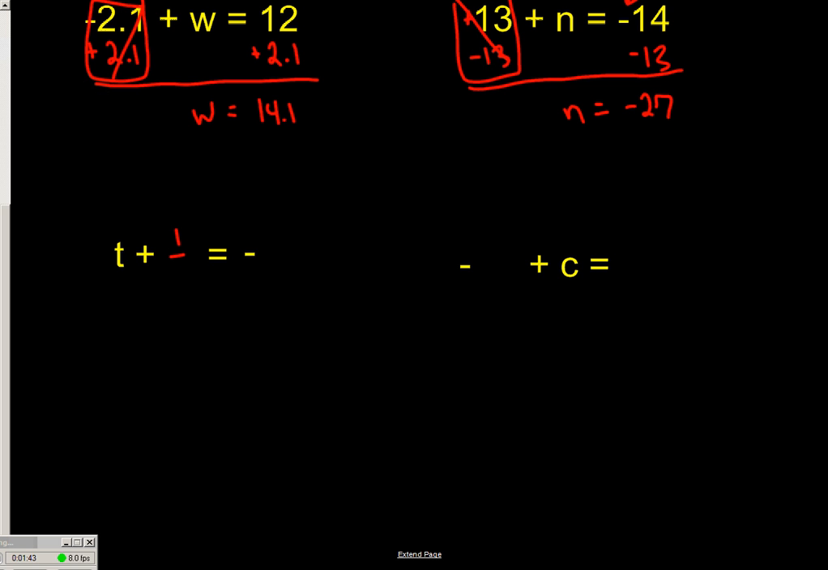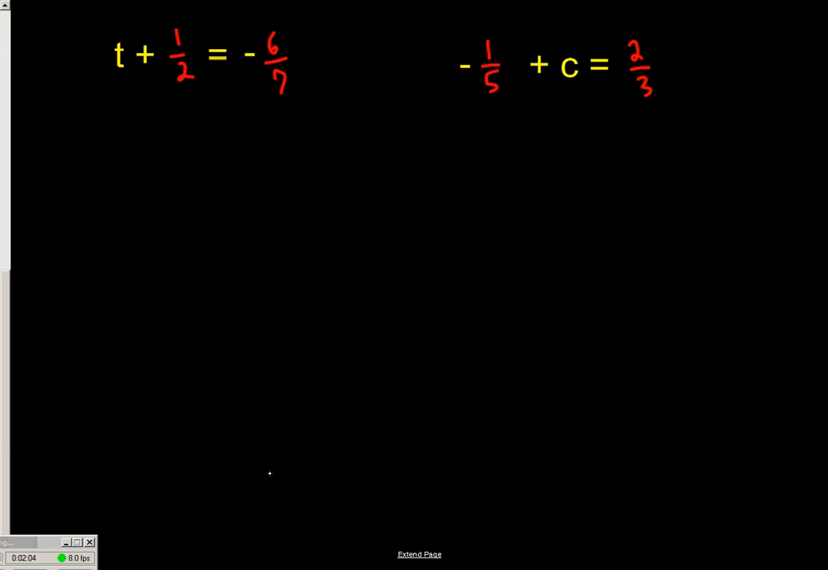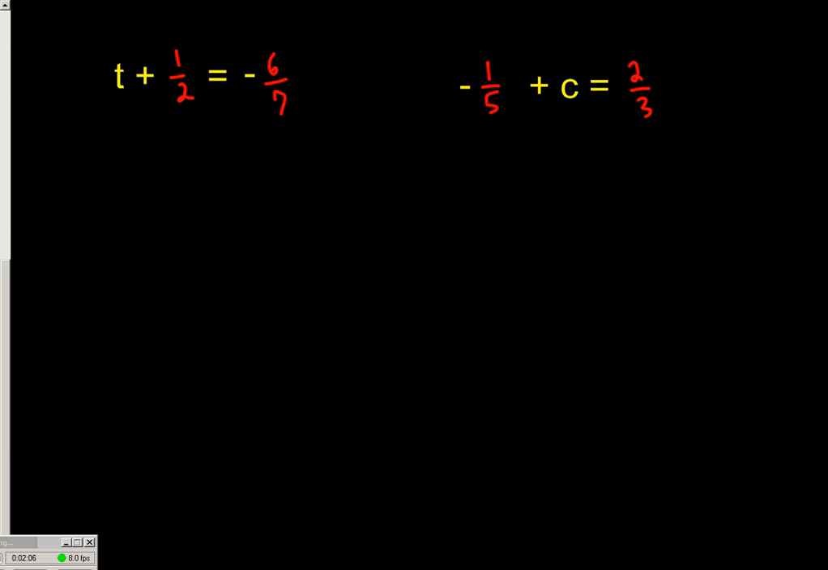Let's just say this is 1/2 down here. Let's just say this is negative 6/7. And let's say this is negative 1/5. And let's just say this is, let's see what I want it to be, 2/3. Okay. So now let's look at these last two equations that we have and where we're putting the fractions to use here. It's still the same basic idea.